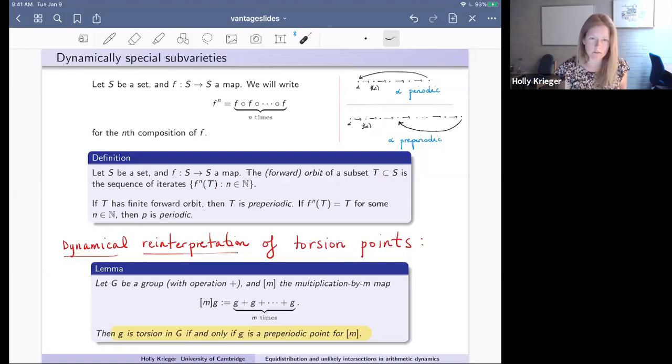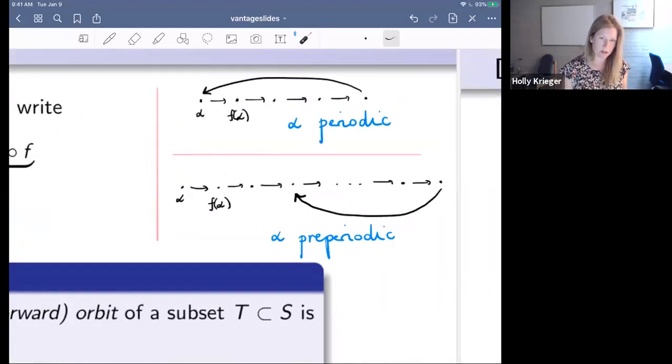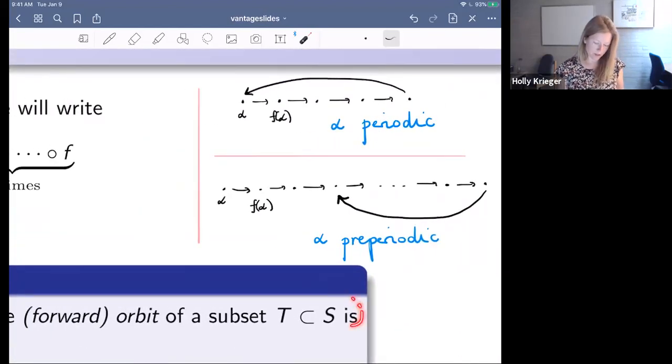If we actually have the set equal to itself under some iterate, then we say it's periodic. And you can see up here, I'll zoom in a little bit in case it's not clear, just an illustration of what this means for points, right? Periodic means that we live in some cycle under iteration of f. Pre-periodic means we eventually map to some cycle under iteration of f.